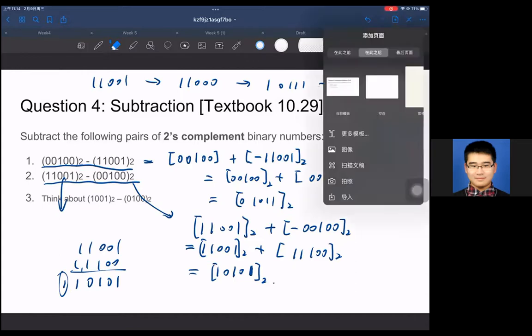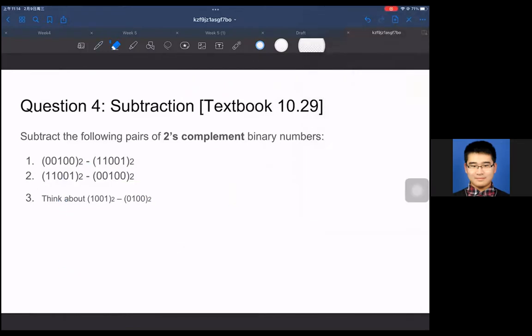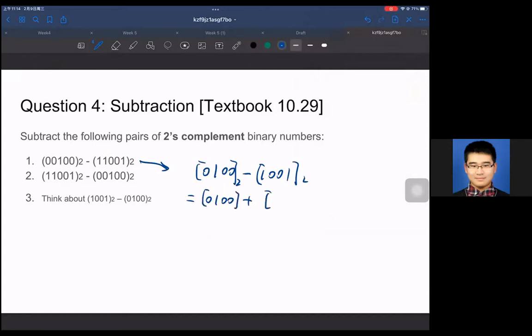But the reason I'm putting this question is the following, because I started to make this question by doing this. Let's just look at one of these examples: 0, 1, 0, 0 minus 1, 0, 0, 1. What are we going to get in two's complement? It's going to be 0, 1, 0, 0 plus 0, 1, 1, 1, which gives you 1, 0, 1, 1.